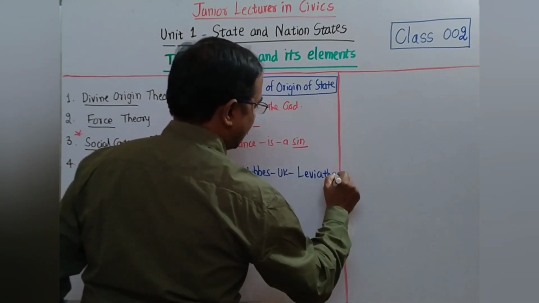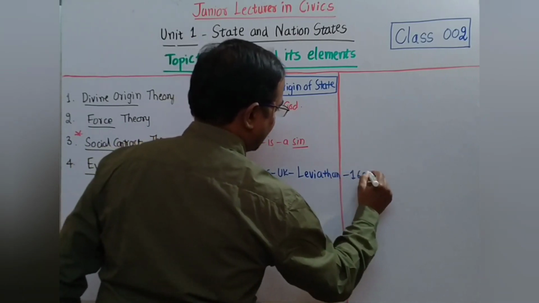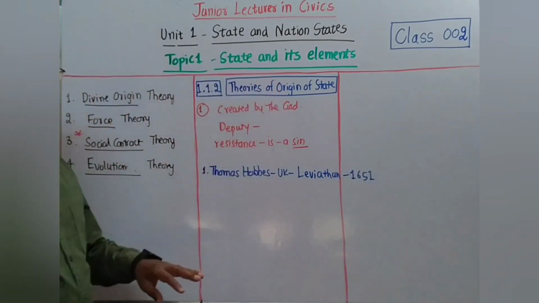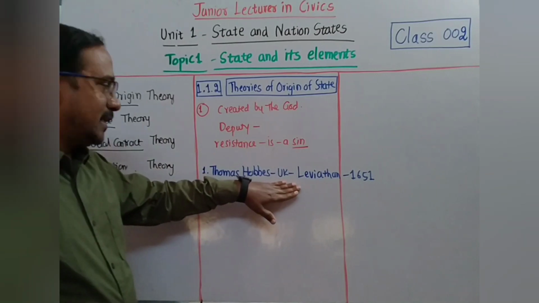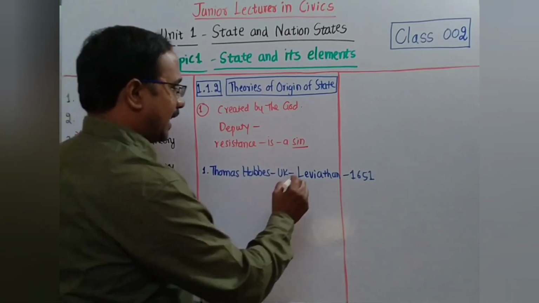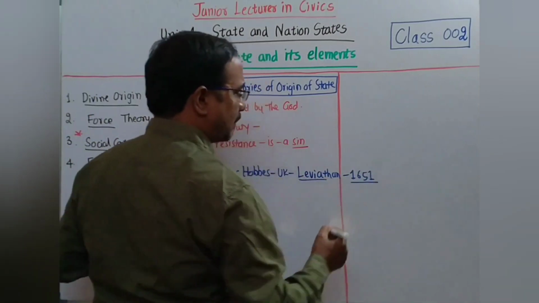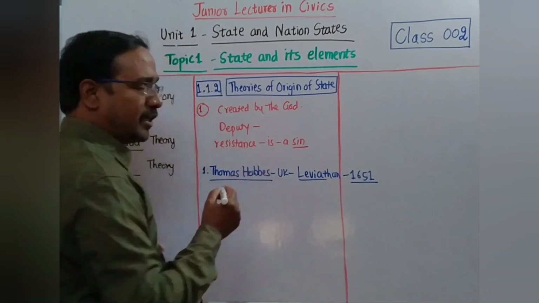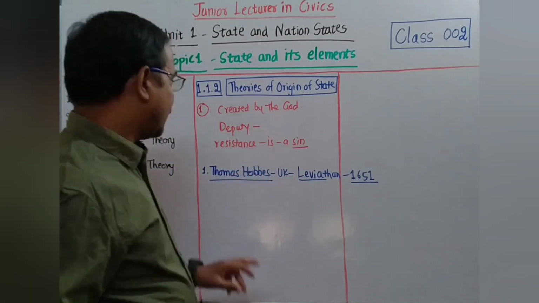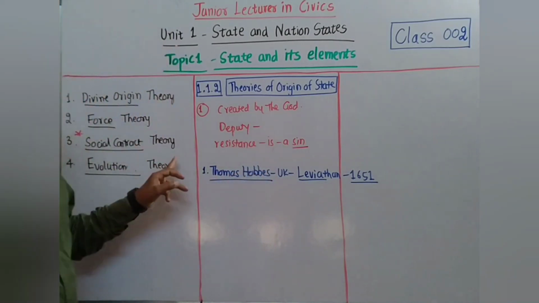Leviathan, in 1651. You have to compulsorily note down Thomas Hobbes and remember his country, his book, and the year of publication of the book. Thomas Hobbes is the first exponent, or first supporter, of the social contract theory.